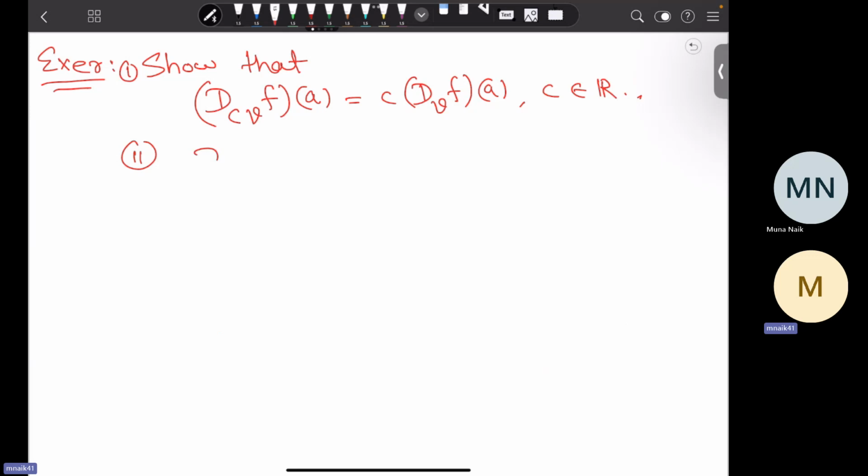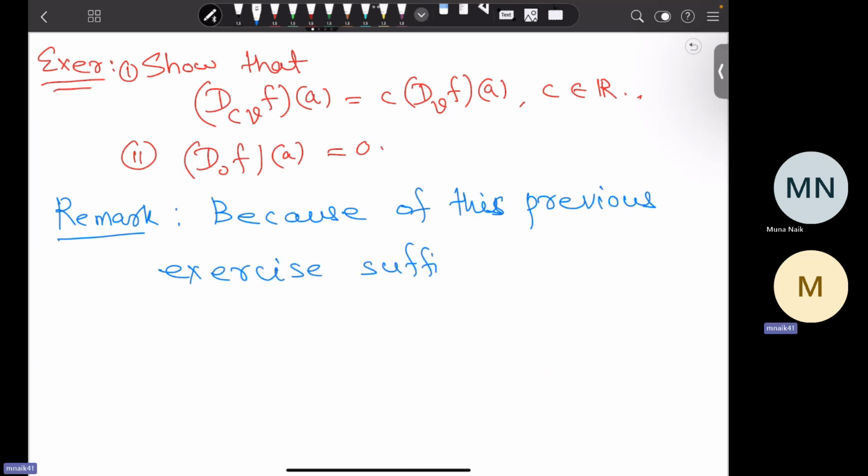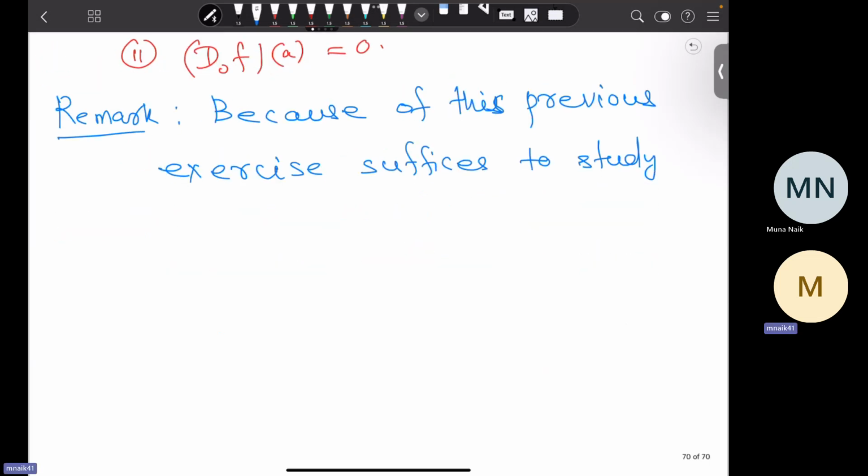Two parts, so D0 f at a is always 0. Because of this remark, because of this previous exercise, it suffices to study D_b f at a for norm b equal to 1.